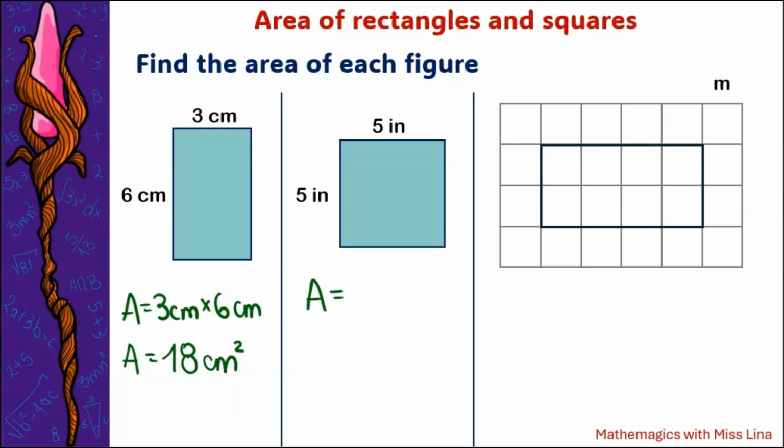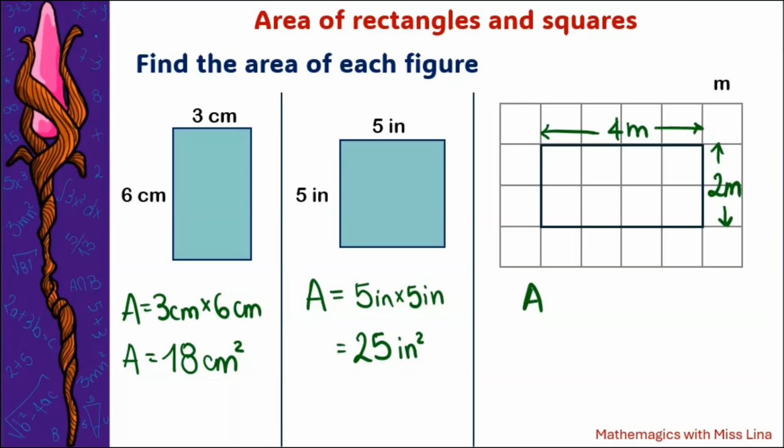And now this one. The area is just 5 inches times 5 inches. 5 times 5 is 25 and it's going to be in square inches. Any unit of length, you can put it to the square and it's going to be one square that has that measure on both sides. And this one is given in meters. So 4 meters, this one, and 2 meters, this one. The area, again, is just a multiplication of both dimensions. 4 meters times 2 meters. 4 times 2 is 8, and the answer is given in square meters.